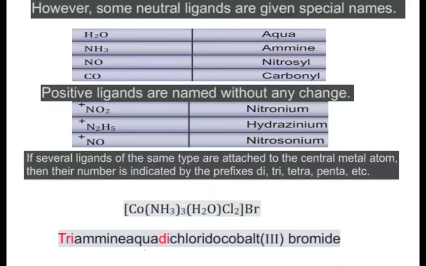Here's the name of the complex: triamine. So prefixes di, tri were used, triamine, then aqua, water, dichlorido, cobalt(III), and then leaving some space, bromide. Okay. If the name of the ligand in question already includes a numerical prefix, then prefixes like bis, tris, tetrakis, and pentakis are used.